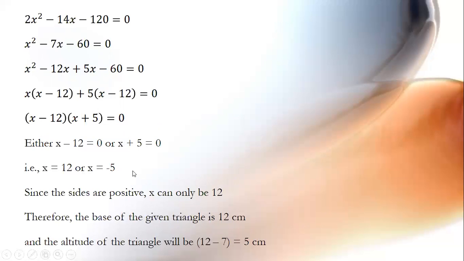But the sides of a triangle can be positive alone. They cannot be negative. So since the sides are positive, x can only be 12. Therefore, the base of the given triangle is 12. Now altitude is 7 less than the base. We had x minus 7. So here 12 minus 7, which is 5 centimeter.